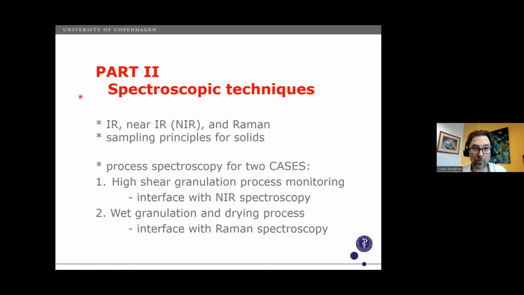You can measure with these tools powders, solid material, you can measure liquids, but my examples are a bit biased towards solid examples. And I have here a few case studies where we are using near-infrared spectroscopy for looking into high shear granulation, and then also examples of drying and wet granulation of materials, and then interfacing with the Raman spectroscope.